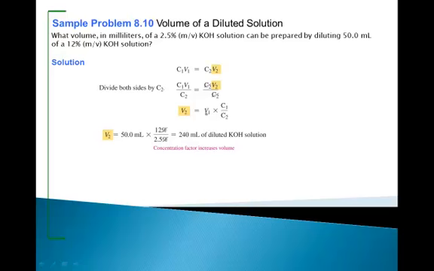I'm going to take my V1, which is my 50 milliliters. I'm going to multiply by C1, which is my 12%, and then I'm going to divide by my C2, which is the 2.5. So 50 times 12 divided by 2.5, and I should get 240 milliliters. And this one has 2 significant figures, this one has 2, so I get 2, and that's going to tell me how much of the total solution.